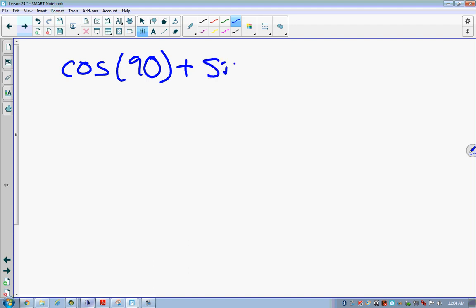Sine of 330 degrees. Because they're giving me degrees, I'm going to look at this. Well, 90 degrees shows up where? The y-axis, correct? Cosine refers to what axis? The x-axis or the y-axis? The x-axis. So what is the cosine value at 90 degrees? What is the x value at 90 degrees? 0.